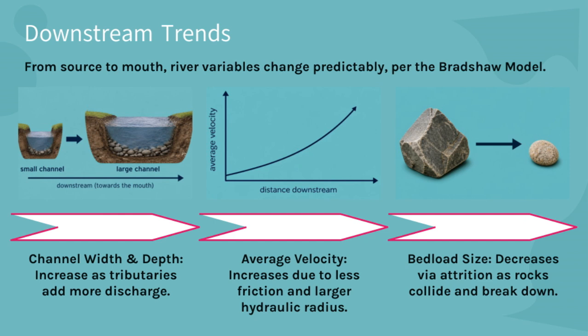Fourth, total discharge increases downstream. This is because more water enters the river from tributaries, surface runoff, through flow, and groundwater flow. So the general pattern is, the river becomes wider, deeper, faster, and carries more water. But the individual pieces of sediment usually become smaller and rounder.